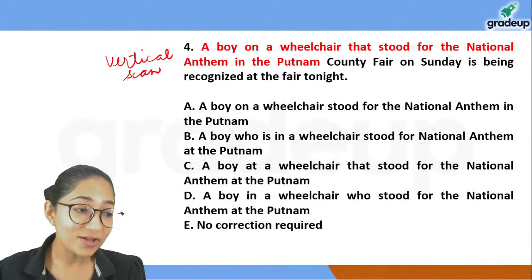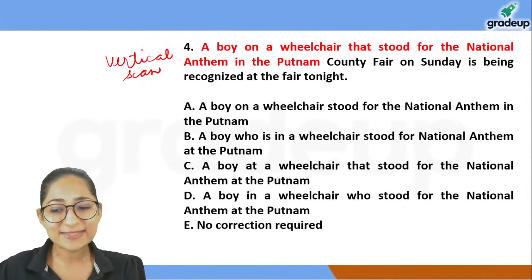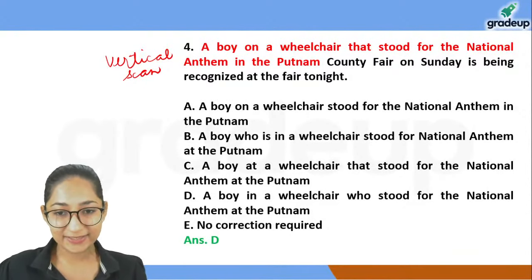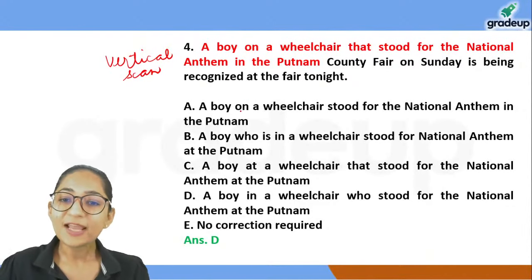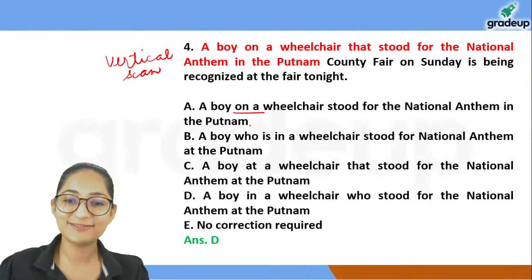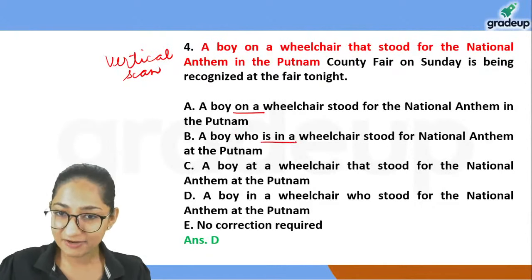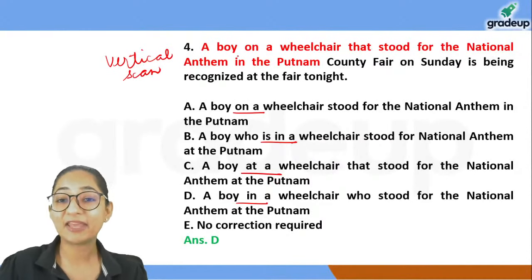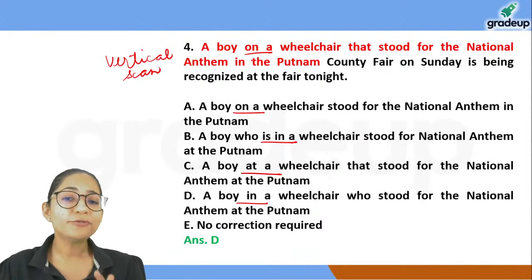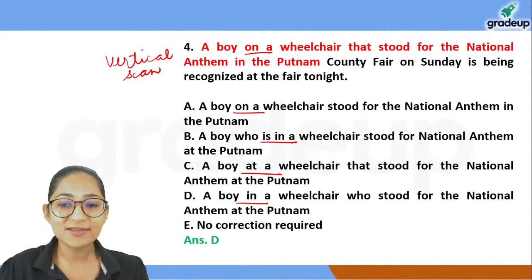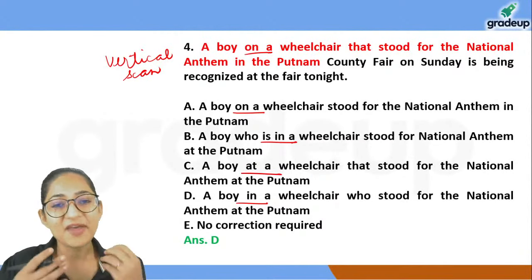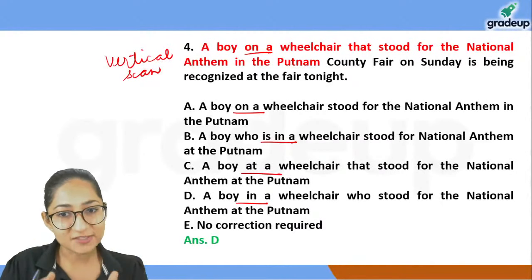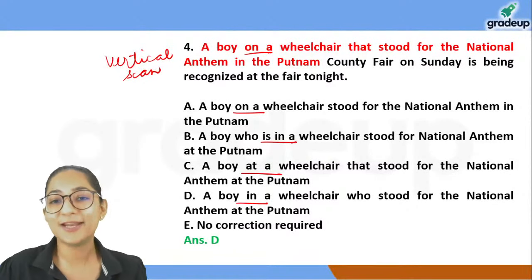So D, A also is there. Majorly D, but I can see A as well. So D is absolutely correct in here, guys. Notice why. We have boy on a wheelchair, boy who is in a wheelchair, then boy at a wheelchair, in a wheelchair, and the given one on a wheelchair. So now if you know which preposition is correct, you will be very close to your answer. You don't even have to read the entire thing. Just on the basis of vertical scan, you can eliminate some of the options.